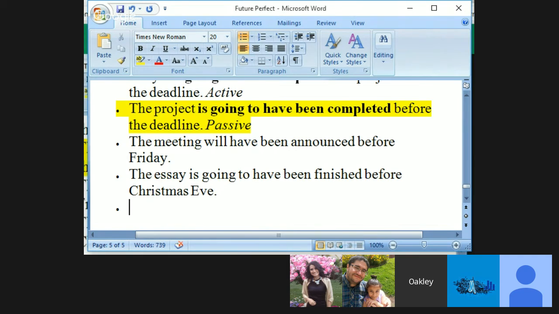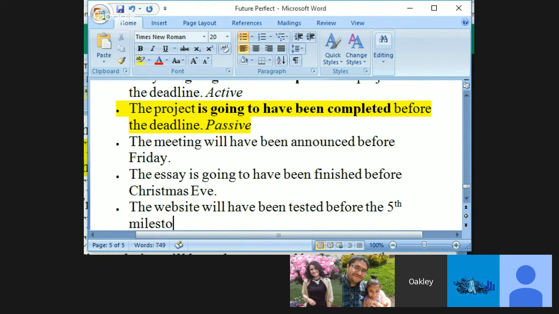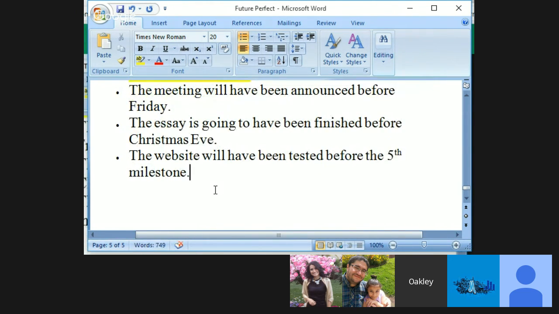Very good. Victor, you want to give it a shot? Okay. The website will have been tested before the fifth milestone. Nice. Very practical. Okay, I get this. I totally understand this. I used to work with developing websites. I know all about milestones. Okay, good one. Yes, very practical. There you go. Excellent example.